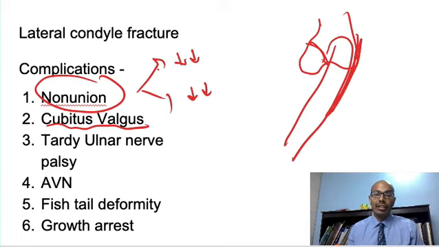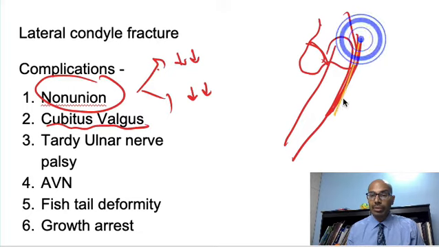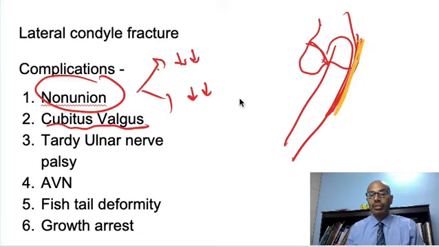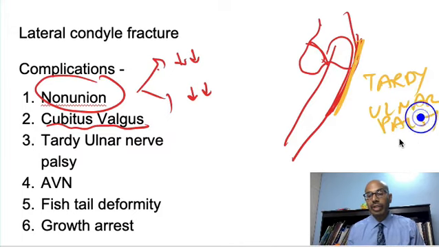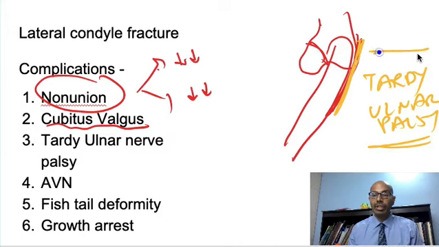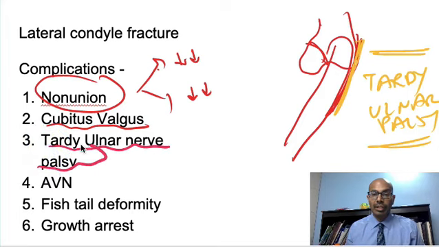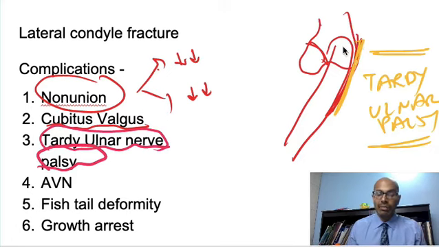The ulnar nerve gets stretched out. So what do you get? It is called tardy ulnar nerve palsy. It is a very common complication of lateral condyle non-unions, very commonly seen in your clinic, and therefore can be commonly asked as a question as well. It's called tardy ulnar nerve palsy, a very important complication of lateral condyle fractures.